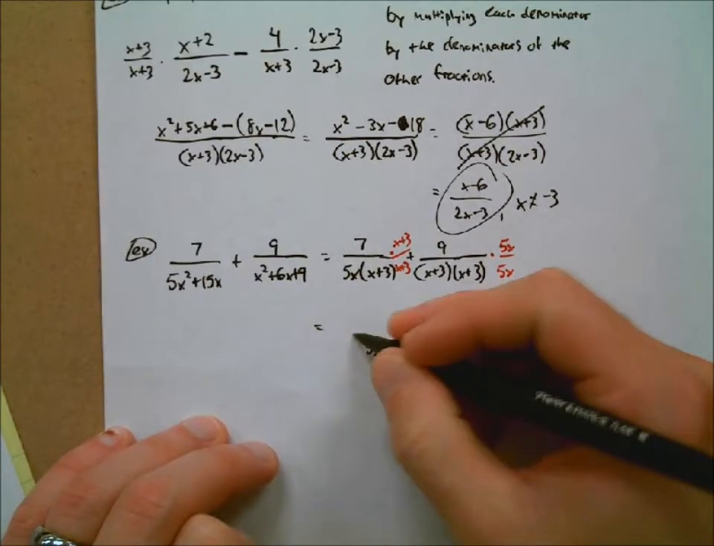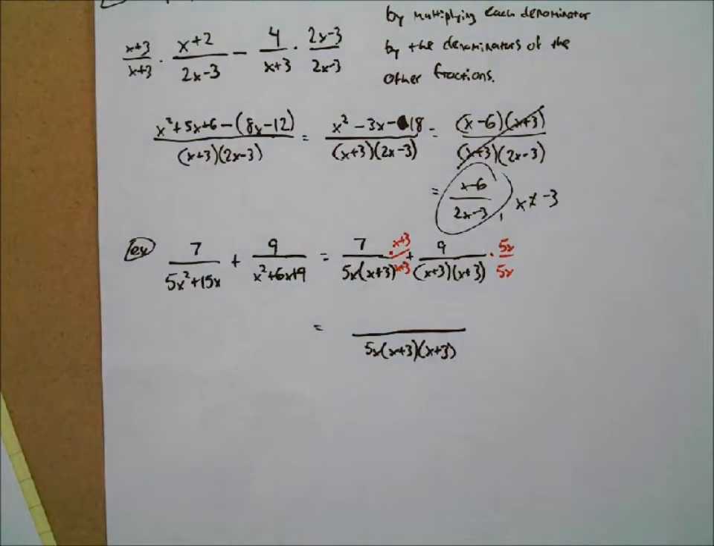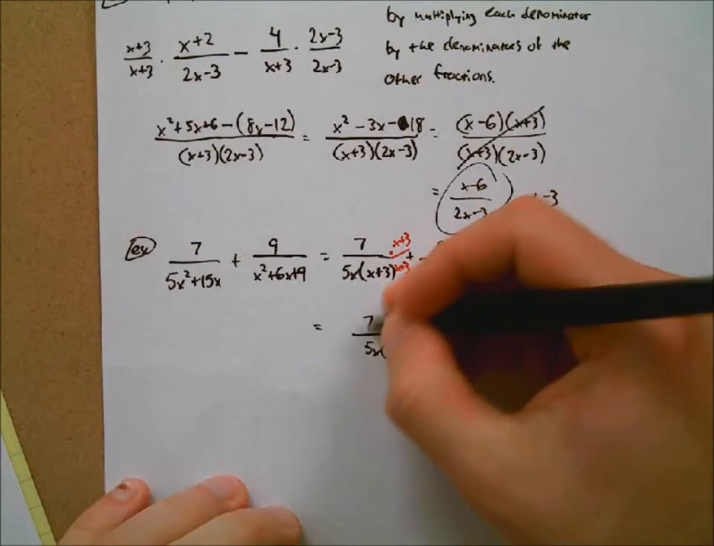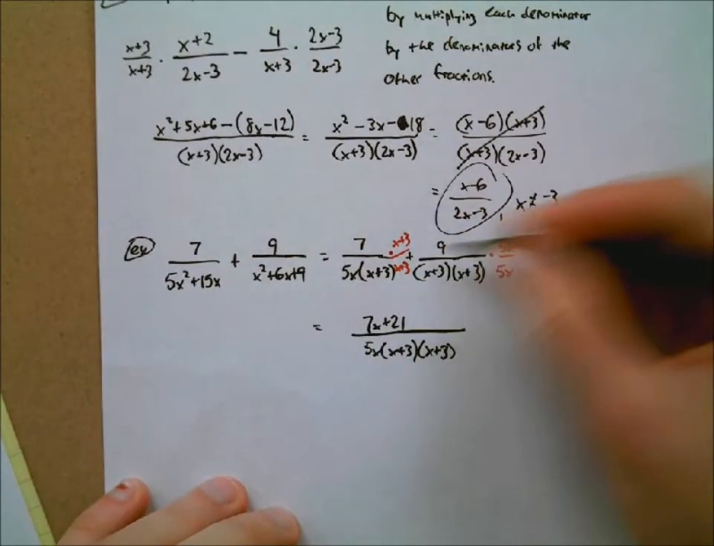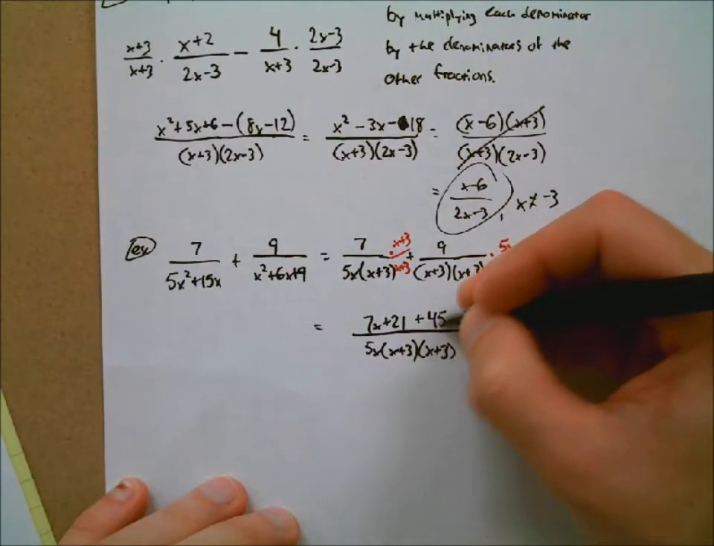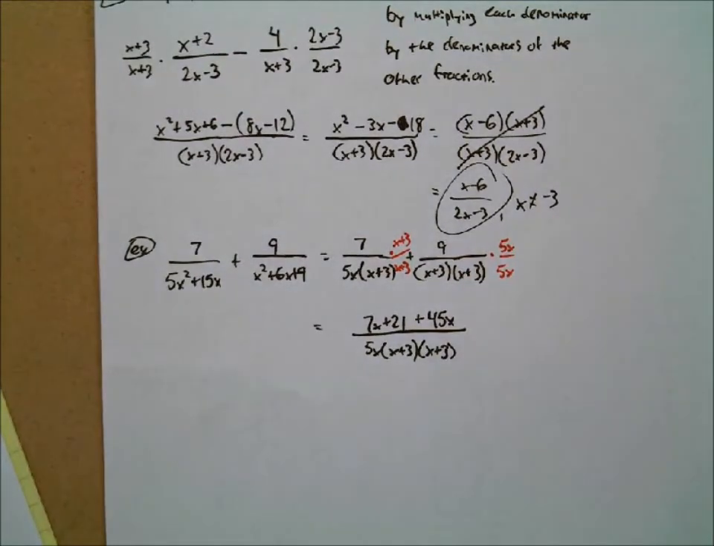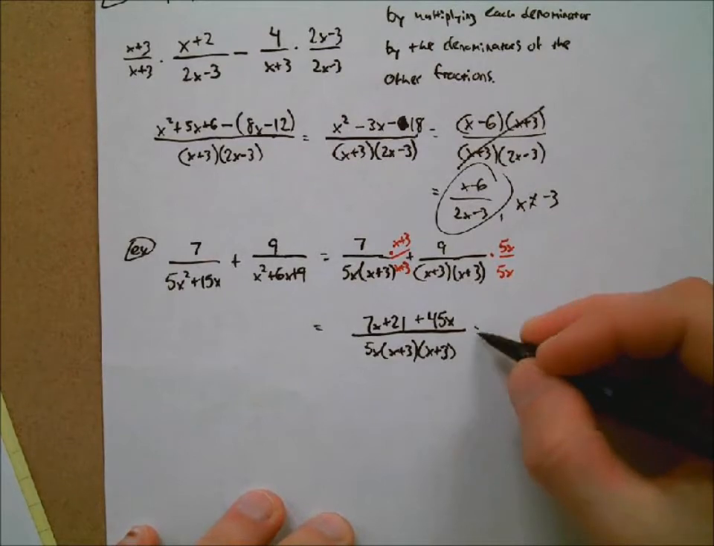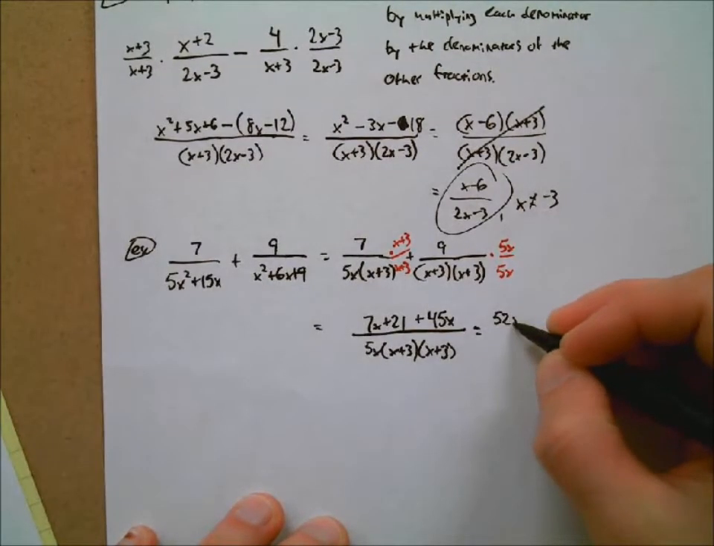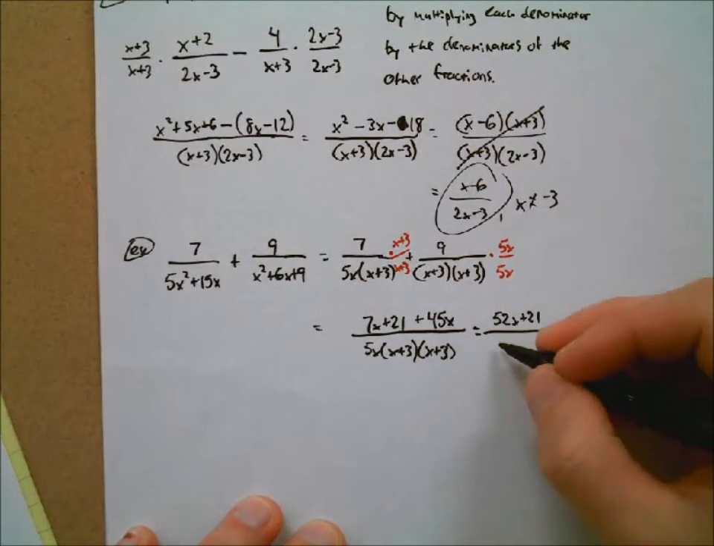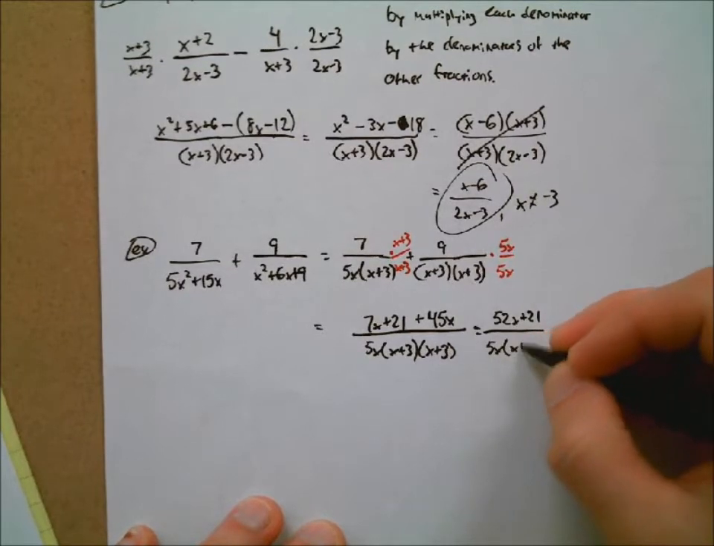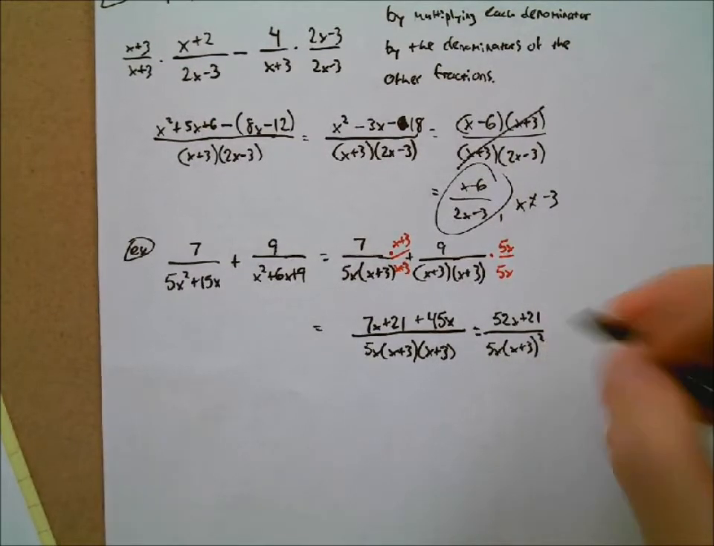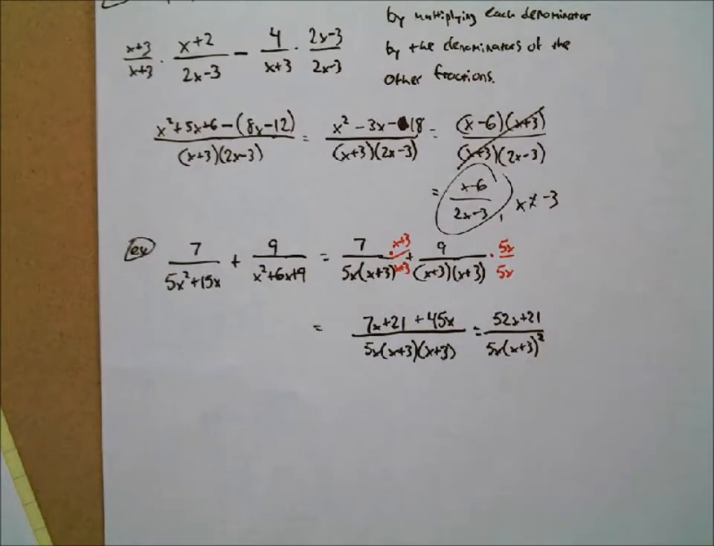And then for the numerator, I just need to do 7 times x plus 3, so it'll be 7x plus 21. And then 9 times 5x is 45x. Then combine like terms, and we get 52x plus 21 all over 5x times x plus 3. And I'm going to go ahead and just say that's x plus 3 squared, since we're multiplying x plus 3 times x plus 3.